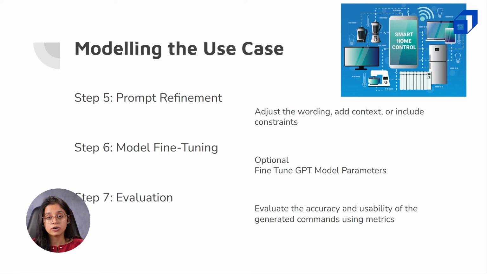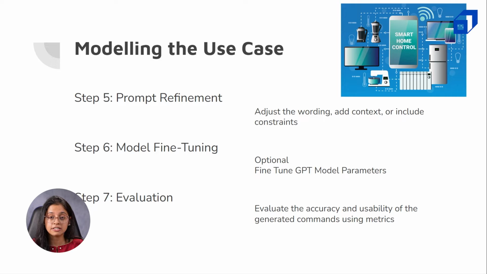Next step is model fine-tuning. This is an optional step. Depending on the performance of the base model, you may or may not need to adjust the fine-tuning parameters of the GPT model. For this, we need to enhance the understanding of the domain and improve the accuracy of the model. Next step is the evaluation. We evaluate the accuracy and usability of the generated commands using metrics such as success rate, accuracy, user feedback, or error analysis.